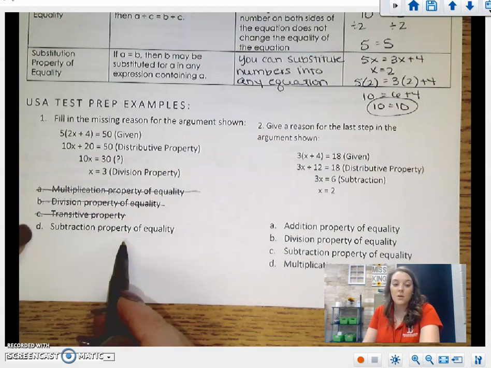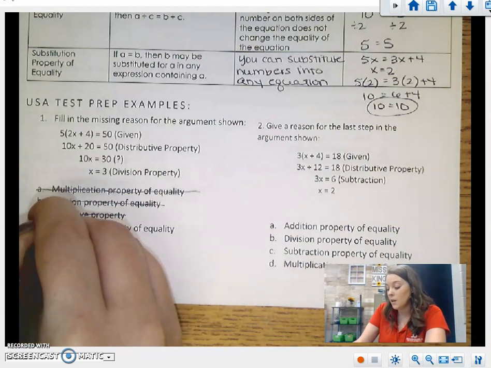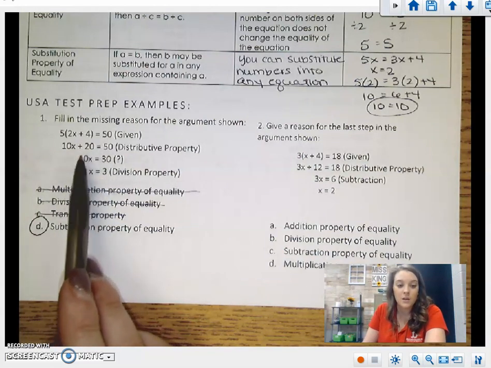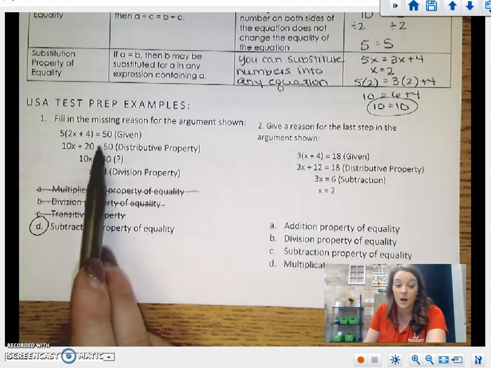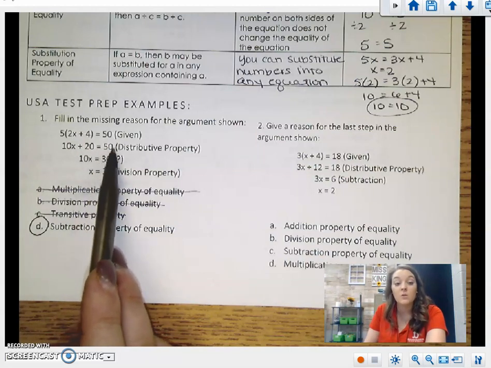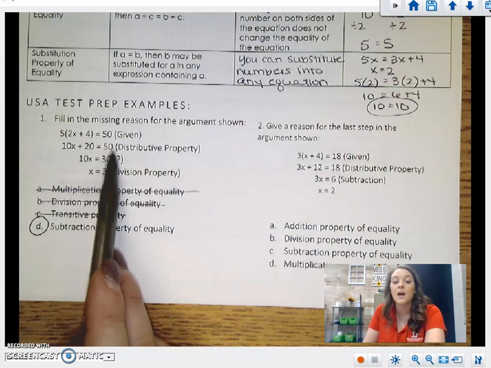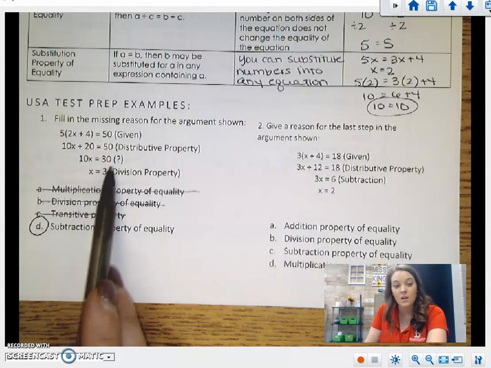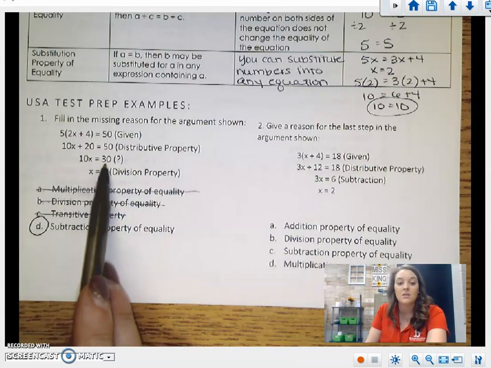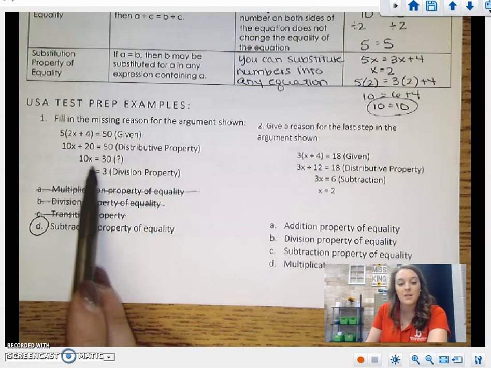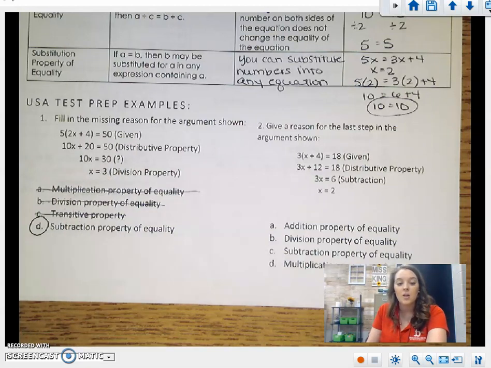Subtraction property of equality. Now that's the only answer left, so we know that's the answer, but let's think about why. This 10x plus 20 turned into just a 10x, which means they subtracted 20 from here. This 50 went to 30, which means they subtracted 20 from here. So when you subtract 20 from one side, you have to subtract 20 from the other, which is how they got this 10x equals 30. Now they tell you they use the division property on this last step. If you divide both sides by 10, you get x equals 3.